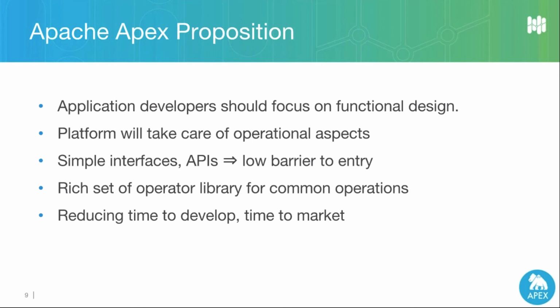Whereas in case of Apex, what we say is the platform will take care of maintaining the state of your application. So the app developer is freed up from that responsibility. He can just focus on the core business logic, right? And that's the main advantage. That's what we mean when we say that the platform will take care of the operational aspects, right?